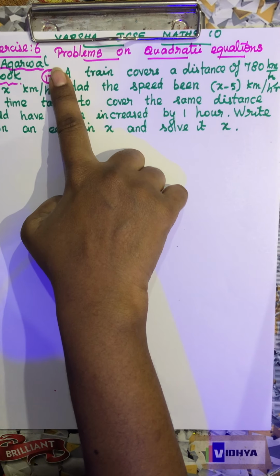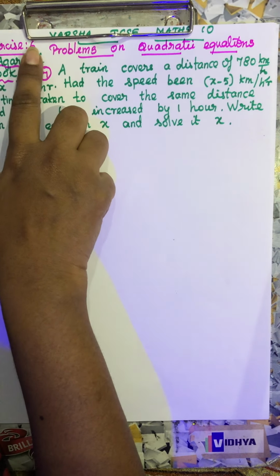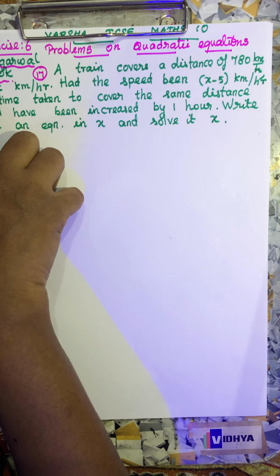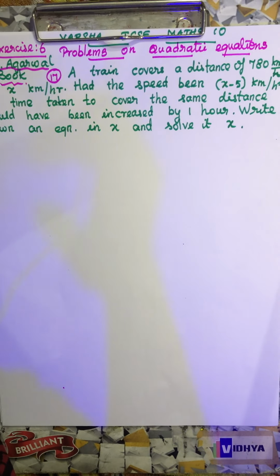So this is the sixth lesson, problems on quadratic equations. This is the first exercise from R.S. Agarwal's book. This is our 17th question. So what's our question?